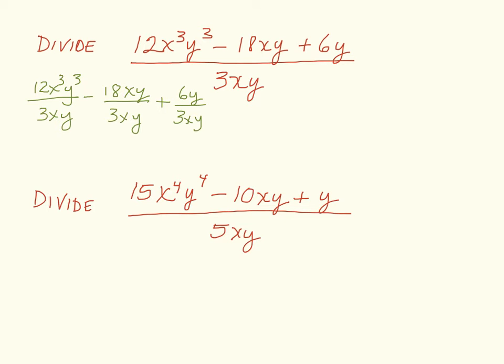Okay, 12 over 3 is 4. X to the third divided by x is x squared. Y to the third divided by y is y squared. Minus 18 over 3 is 6. X and x cancel, so they become a 1, and the y's cancel. That and that, those cancel, and those become 1s.